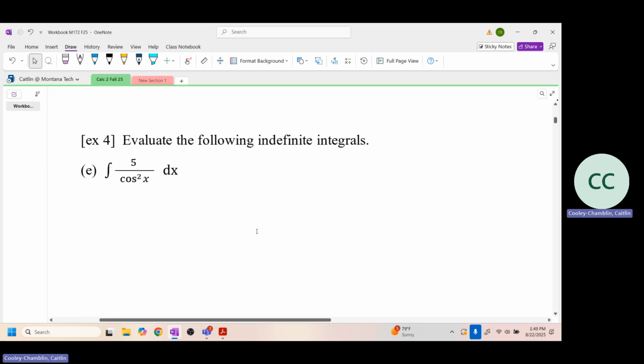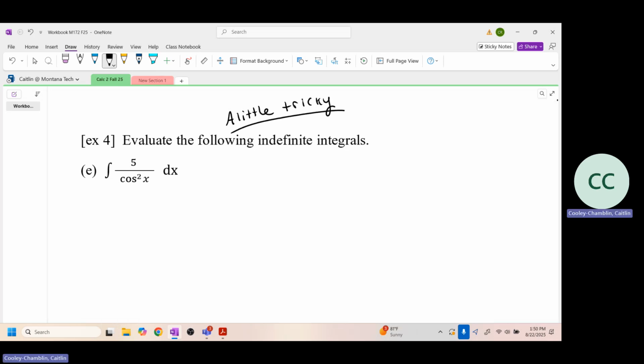So now scrolling down to example 4. Example 4 continued. These next two are a little tricky, and you'll see why here in a second. But again, evaluate the following indefinite integrals. E says the integral of 5 over cosine squared dx.